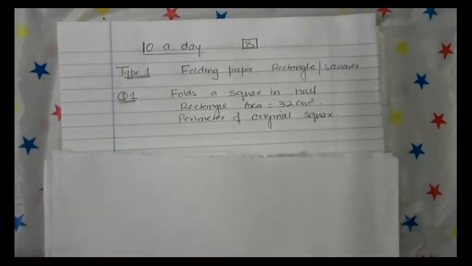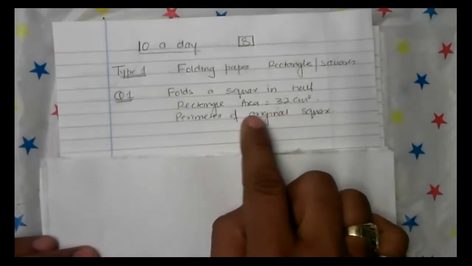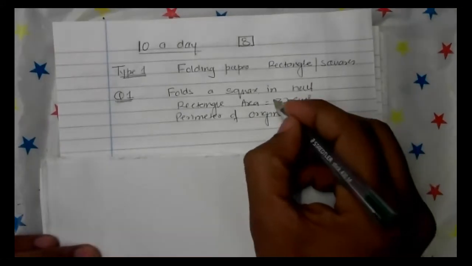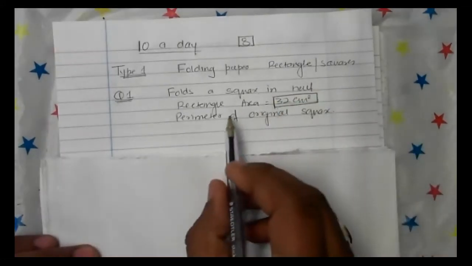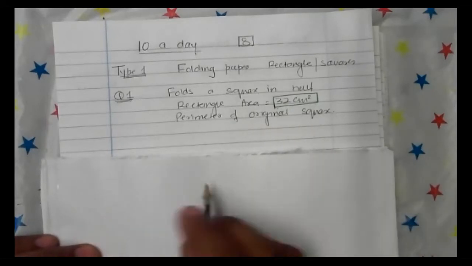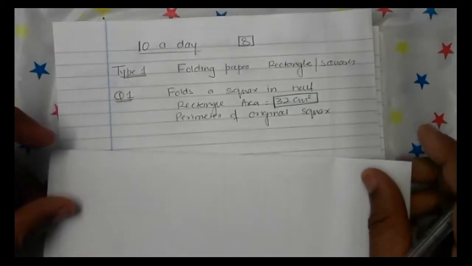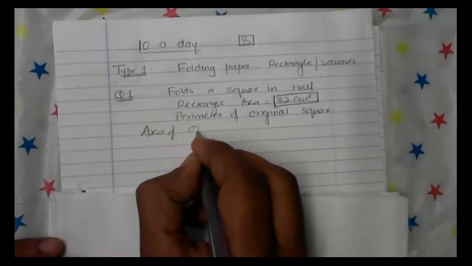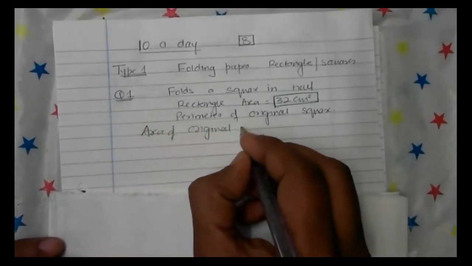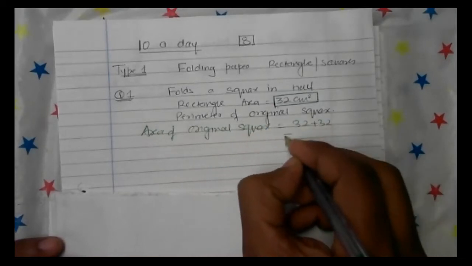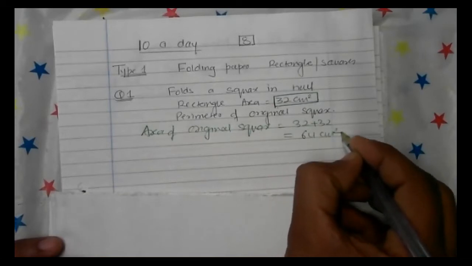It says the area of the rectangle is 32 centimeters squared. Again, it asks what's the perimeter of the original square, guys. If this whole area is 32, the other half is also 32. These are 2 equal halves. What does that tell you? That the area of the original square is 32 plus 32, which is 64 centimeters squared.